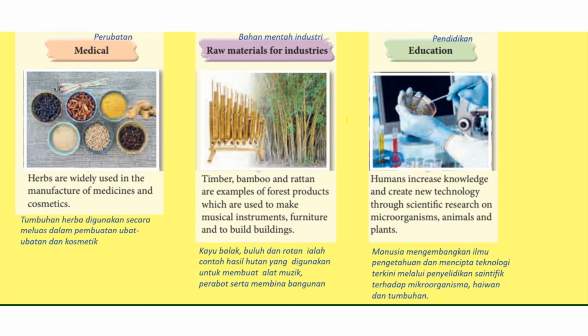Then number 5, raw materials for industries. Timber, bamboo and rattan are examples of forest products which are used to make musical instruments, furniture and to build buildings.